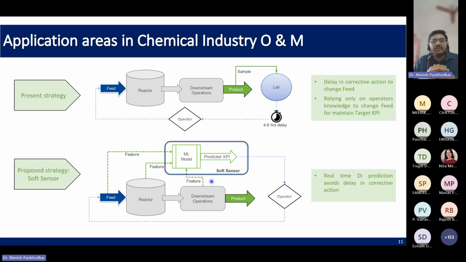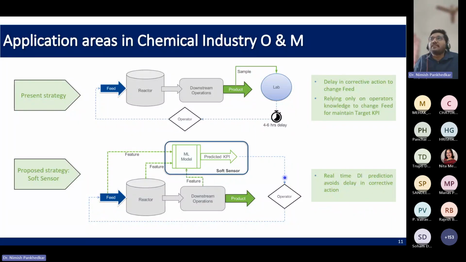For example, composition. We do have composition analyzers, but let's say they're very costly, or a particular component doesn't have an analyzer, and you are not able to have a real-time reading, which forces you to send the sample to the lab. What you can do is use the data of all the physical sensors that you have on the plant, maybe flow meters, thermocouples, pressure sensors, etc., and map it to your quality parameter. So this is a simple regression problem wherein you have y equal to f of x1, x2, x3, x4, etc. And once you predict y with a fair bit of accuracy, you can then use that information.